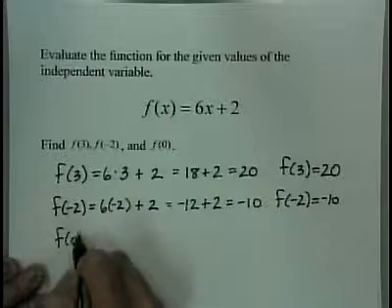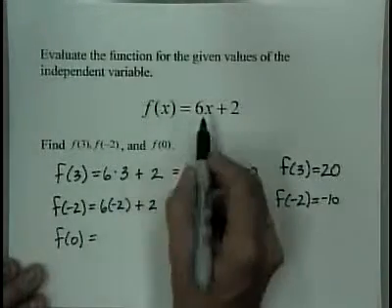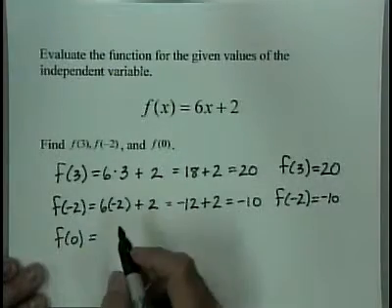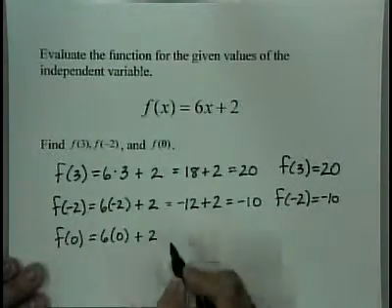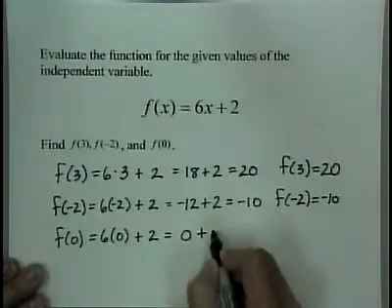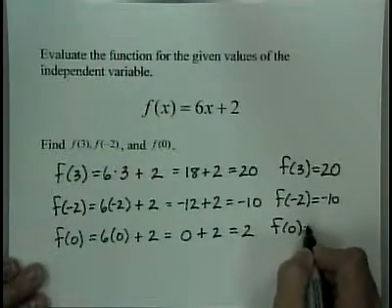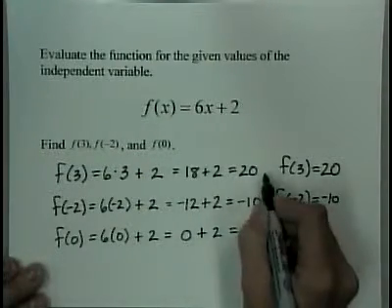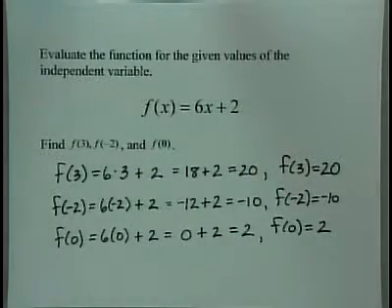Finally, we want to find f of 0. We do to 0 what is being done to x in the statement of the function. So 6 times 0 plus 2 is what we want to find. 6 times 0 is 0. 0 plus 2 is 2. And so f of 0 is 2 is what we conclude using function notation.